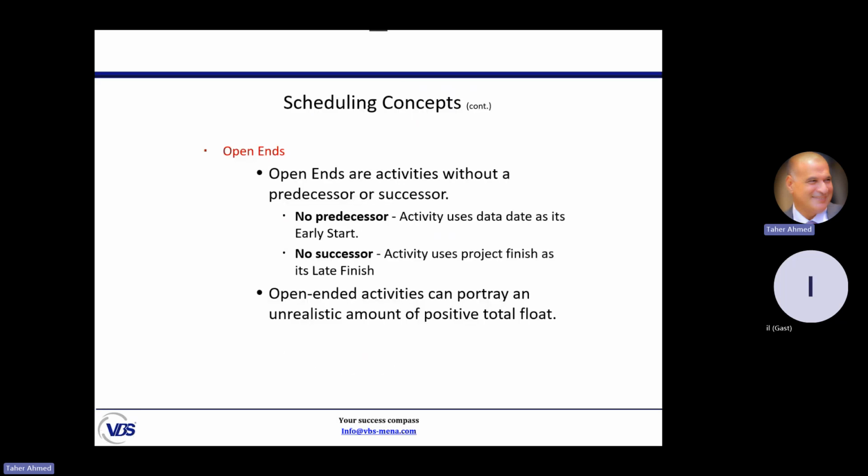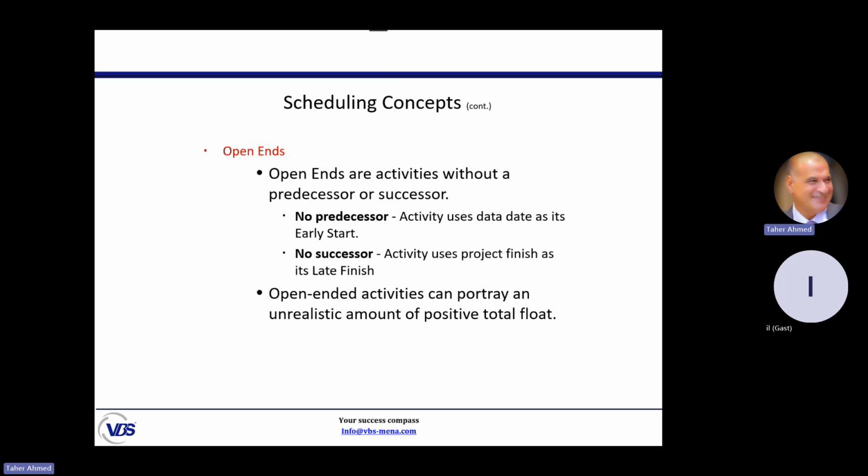Right. What else? It will give you an error if you have some activity without a relationship. We call it open-end activity. What do we mean by open-end activity? I told you before that we are expecting that each activity has at least one predecessor and has at least one successor.